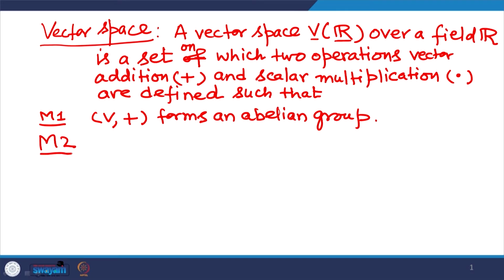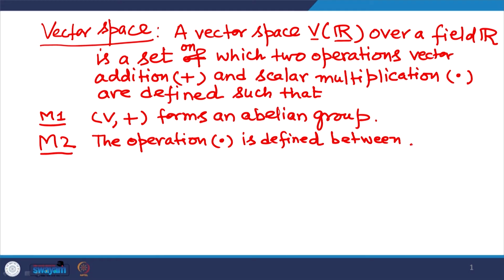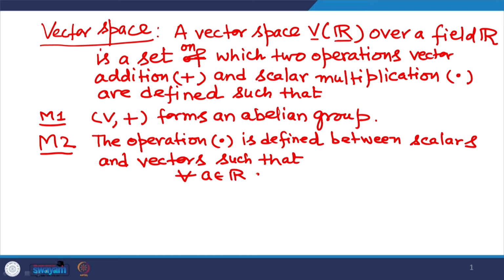The second property is the operation scalar multiplication is defined between scalars, that is the elements of the field R, and vectors such that for all a belongs to R and v belongs to V, we have a dot v belongs to V.